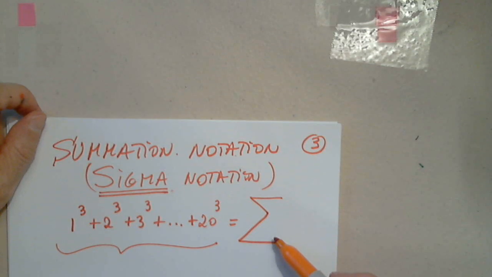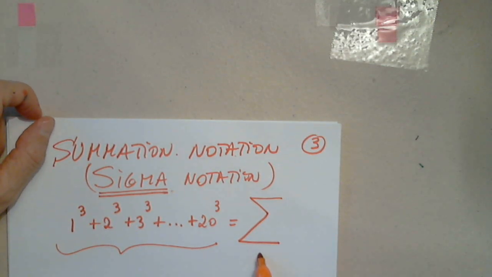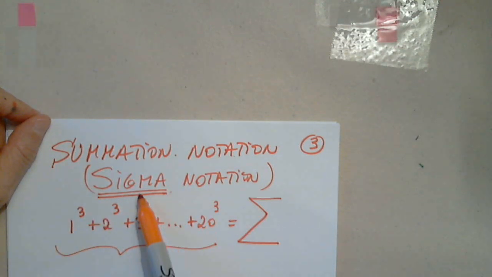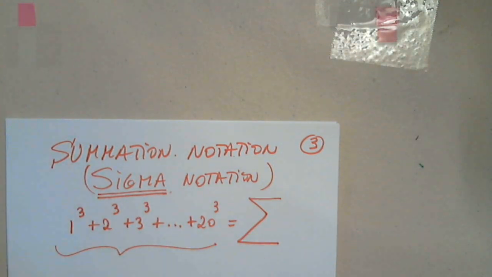Why is this convenient? Because I have to write something at the bottom of it, something at the top of it, and I also have to write something in this spot. The S was not convenient, so the Greek S is. Okay, now here is how we think about it.